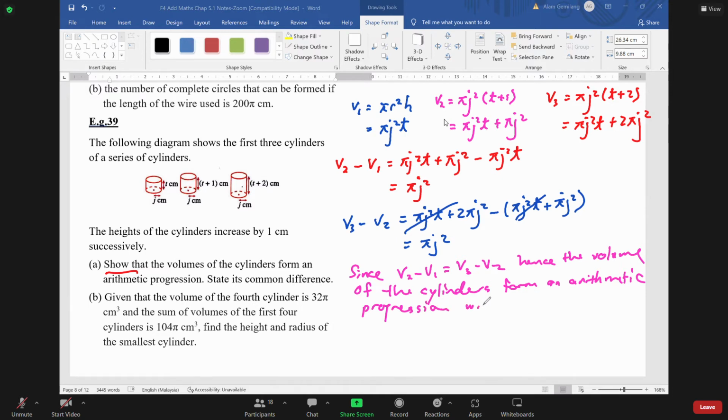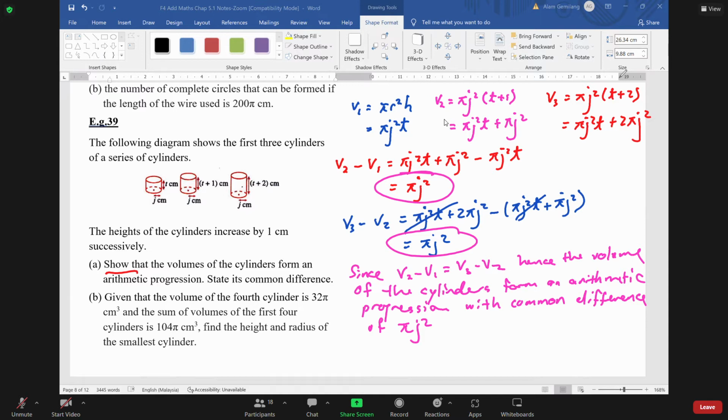With common difference. They ask you to find the common difference also. With common difference of pi j squared, right? So the common difference is this one, this is the d. Correct. So the common difference is pi j squared.